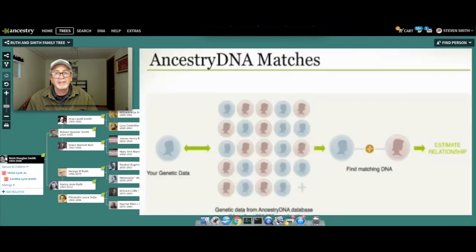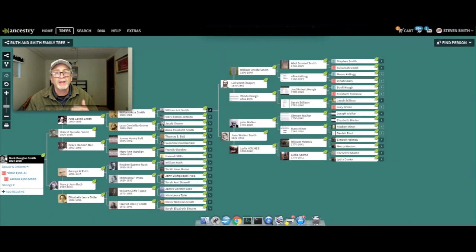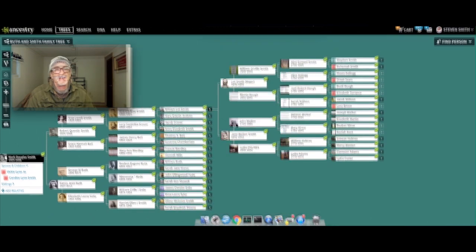Now with my DNA in the system, I'll be able to access what they call a match list of distant relatives that share my same DNA. And with this matching of DNA cousins, it will help me find and fill holes or verify relationships that are in our family tree. So I think that's pretty cool.